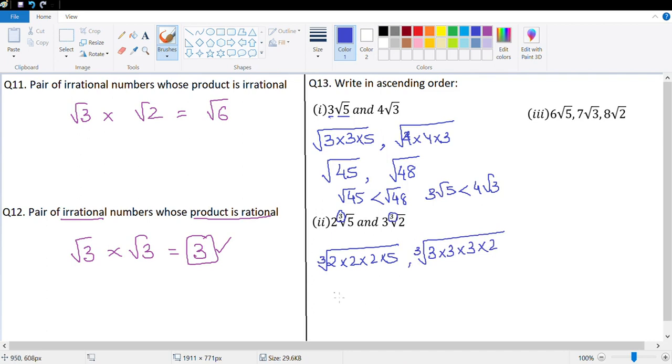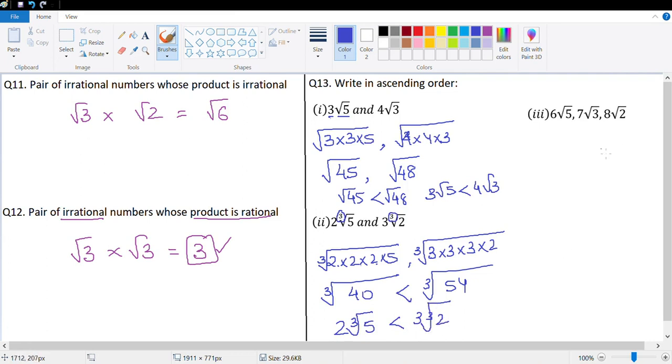So the first number is third root of 8 into 5, 40. And the second number is third root of 3, 9, 27, 54. So third root of 40 is less than third root of 54. So we will write it in the form it is given in the question. 2 times third root of 5 is less than 3 times third root of 2.